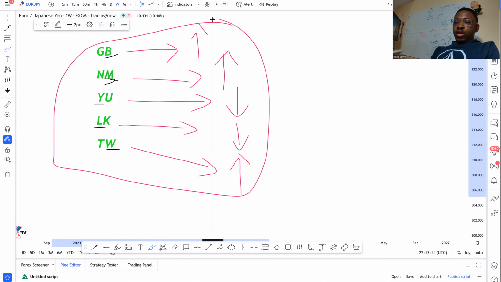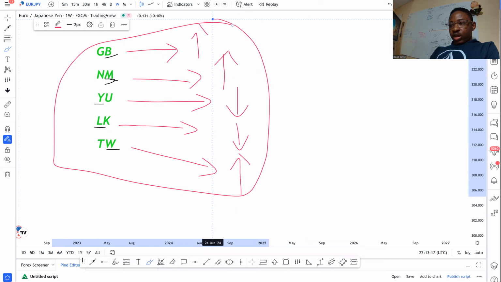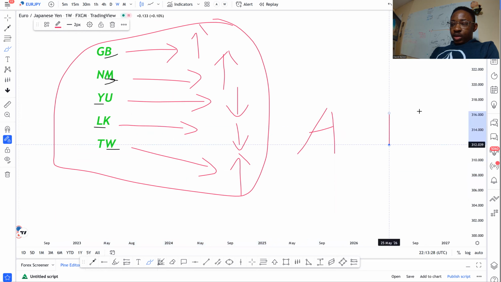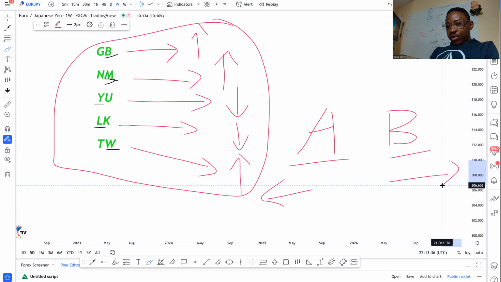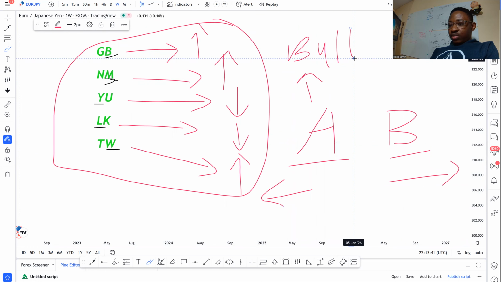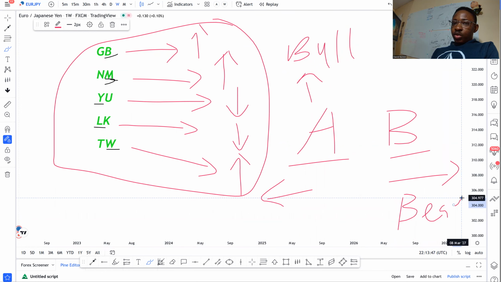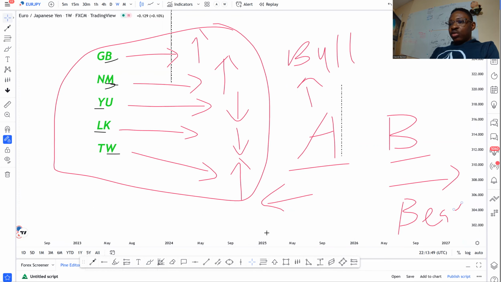So if you don't understand anything, note the section you don't understand, get back to me and we will discuss it. All right. So we have two teams, A and B, right? And the A team is the one on the left. We know that. And the B team is the one on the right. This team is also referred to as the bull team, and this team is also referred to as the bear team.